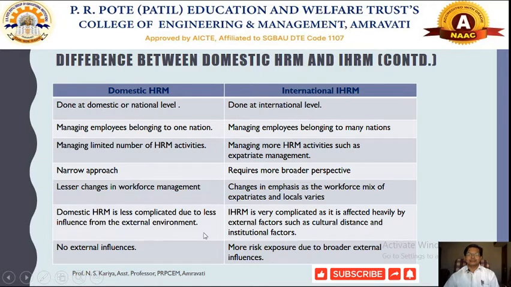But in international HRM, as we are dealing with international assignees, headquarters and subsidiaries, we find there is a lot of communication, and there is more risk that arises due to external influences. So these are the primary differences between domestic HRM and international HRM.